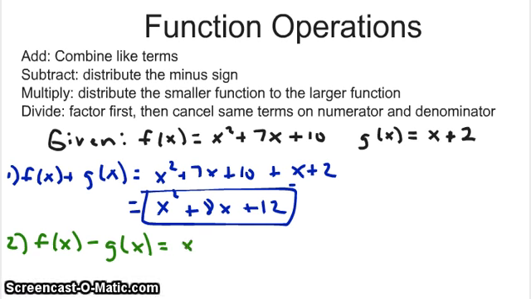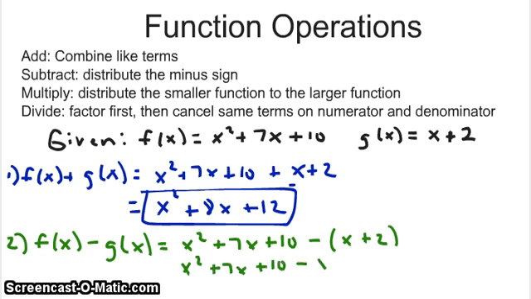Second example, if we have f of x minus g of x, the big thing here is just watching that minus sign. So we've got our f of x function, x squared plus 7x plus 10. We're going to be subtracting the entire g of x. So minus, in parentheses, x plus 2. That means all terms in there get subtracted. So x squared plus 7x plus 10 minus x minus 2. That minus sign distributes to both terms. Both terms are being subtracted. So x squared, 7x and negative x would be plus 6x. 10 and negative 2 would be plus 8. And so that would be your subtraction.